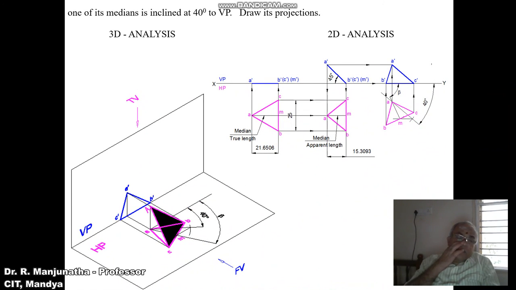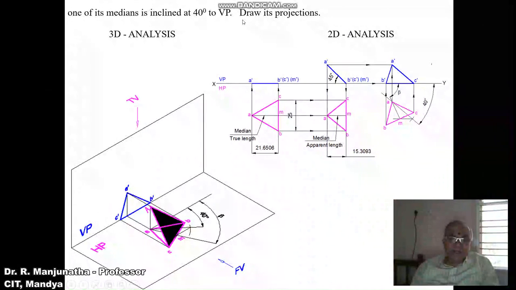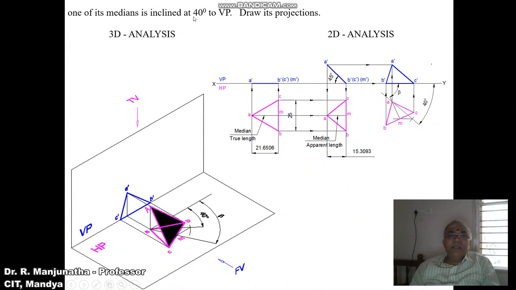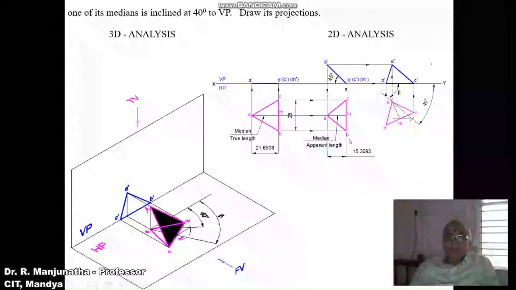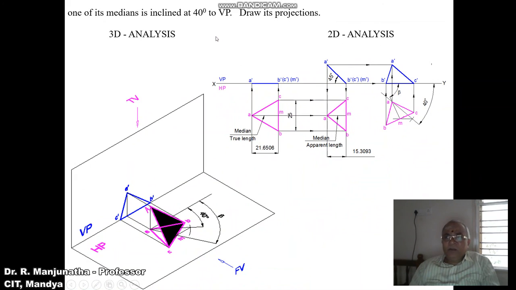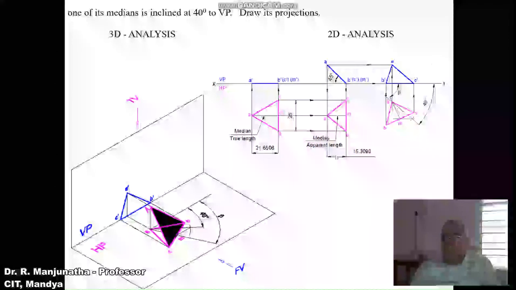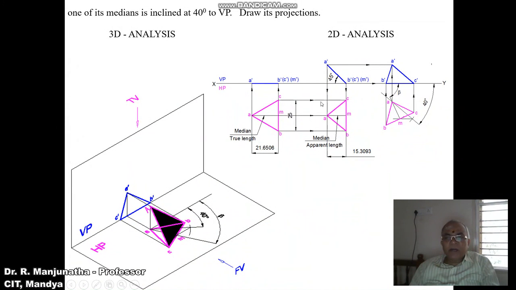Then one of its medians, the median which is inclined to HP, is also inclined to VP at 40 degrees. So that means he has given the true inclination. But here in the second position top view, we can see that it is the apparent length. But from the projections of lines, always on the true inclination, you should get the true length. But here the inclination given is the true inclination, but in the second position top view, what we have is the apparent length.